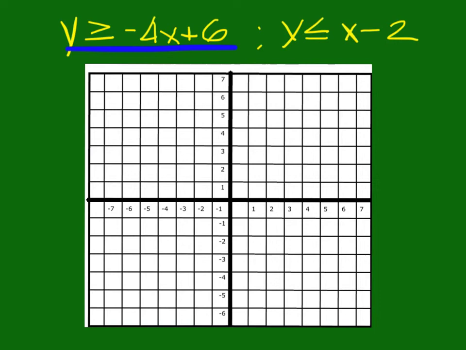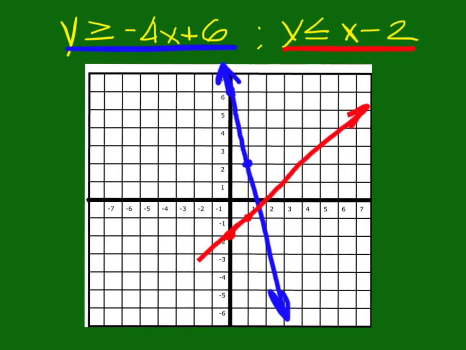On the left inequality, we go to 6, and then down 4, and to the right 1. That's going to be a dotted line. So we'll go down this way. Well, not a dotted line, but a solid line. And then on the other one, we'll make that one red. Go to negative 2, and then up 1 over 1. That also is a solid line.